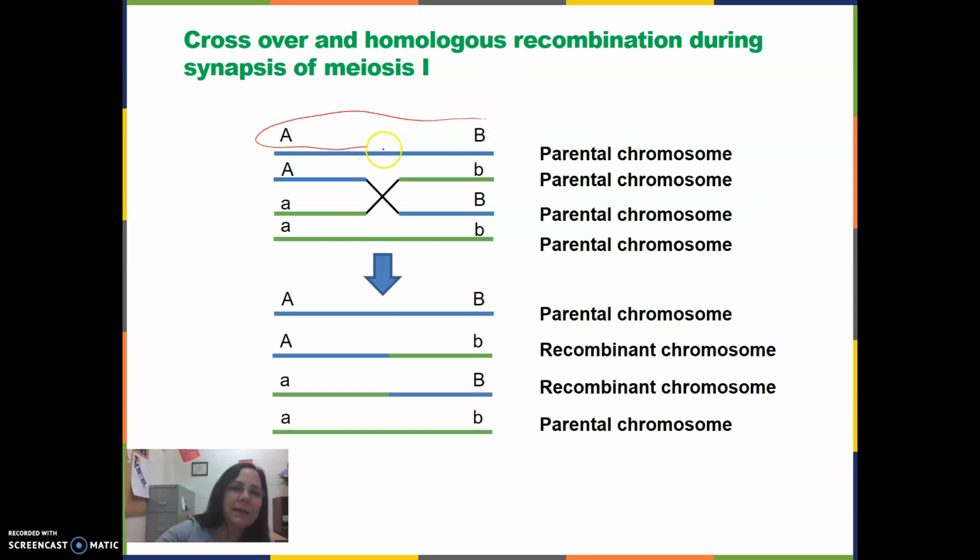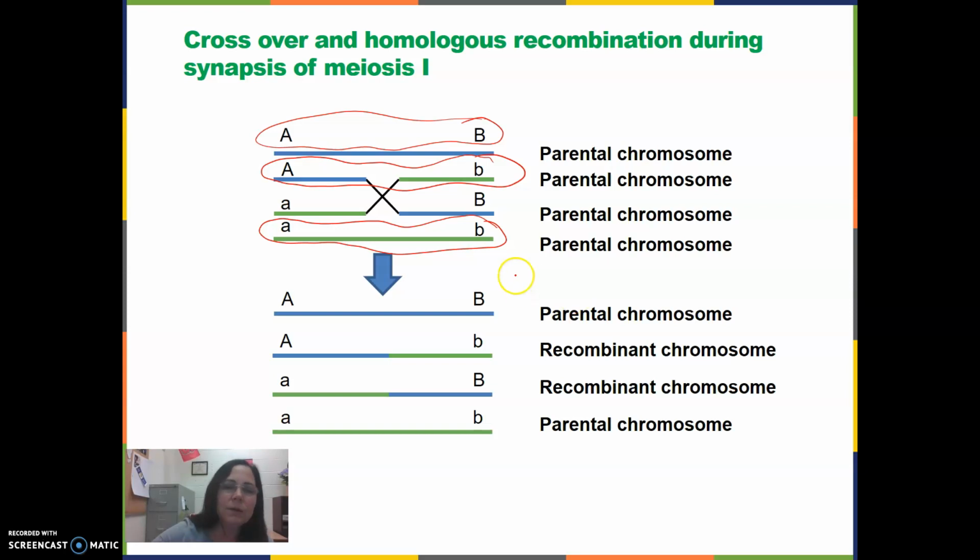But after crossing over, you end up with a piece of the green chromosome and a piece of the blue chromosome. So in that way, you have one chromosome that has big A, little b, and one that has little a, big B. And then you also have a green chromosome that is like the original, just little a, little b.